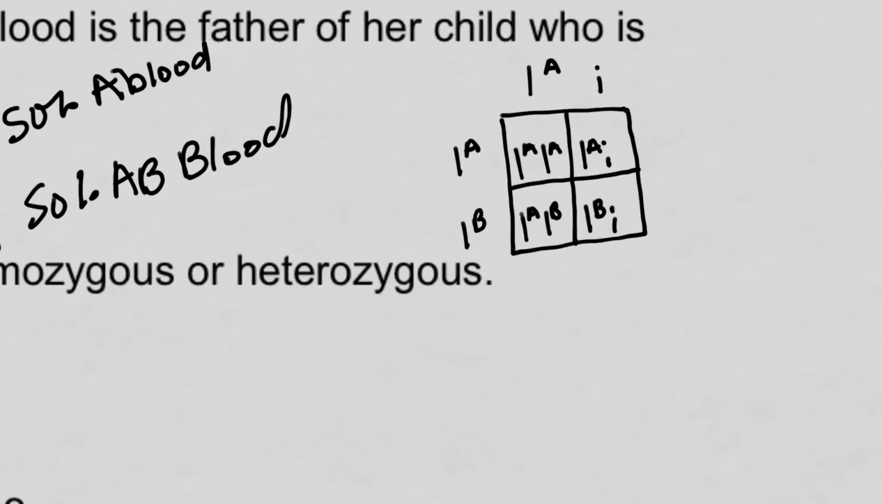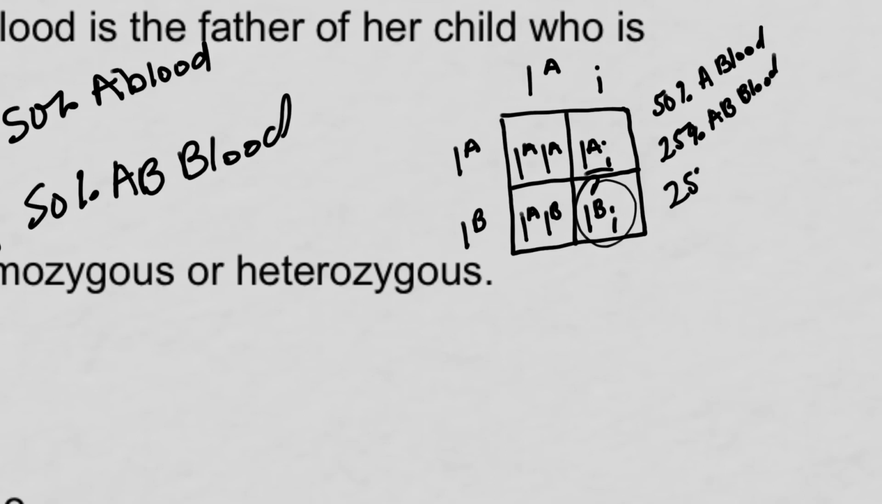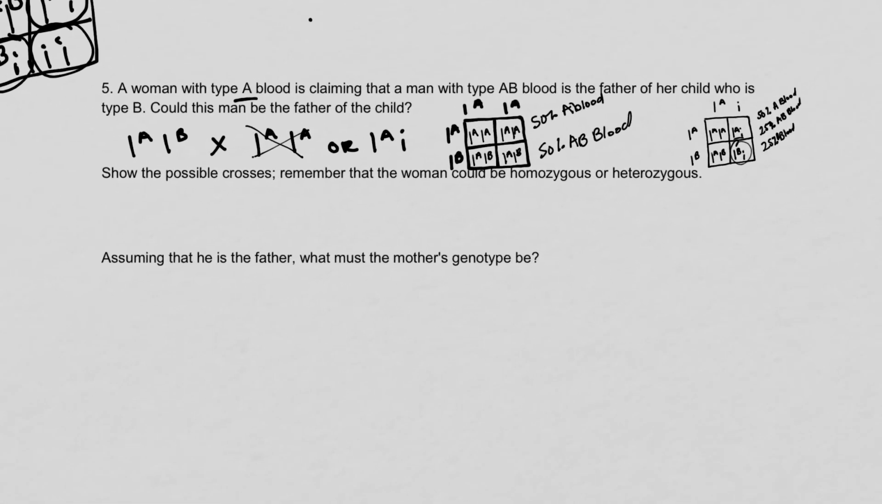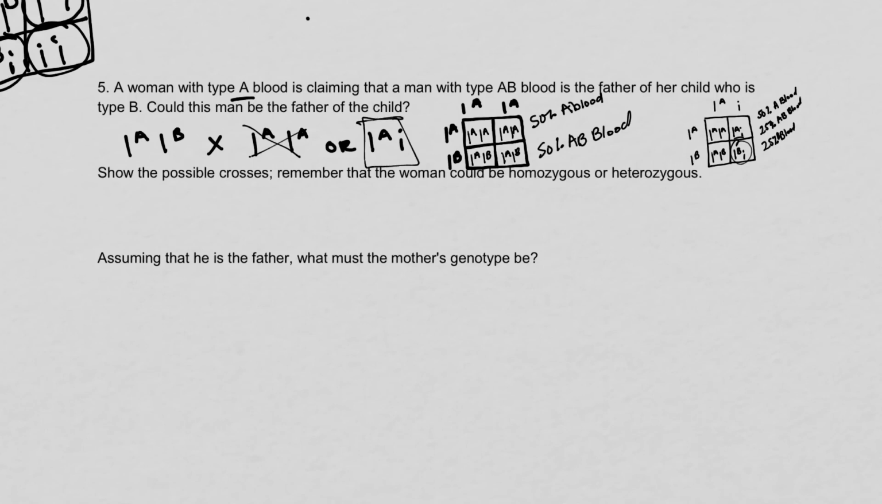All right, so now we've got 25% chance A blood. Actually 50% because this would be A blood as well. And AB, and right here, 25% chance that it's B-type blood. So, could this man be the father of the child? If her genotype is this, that answer would be yes.